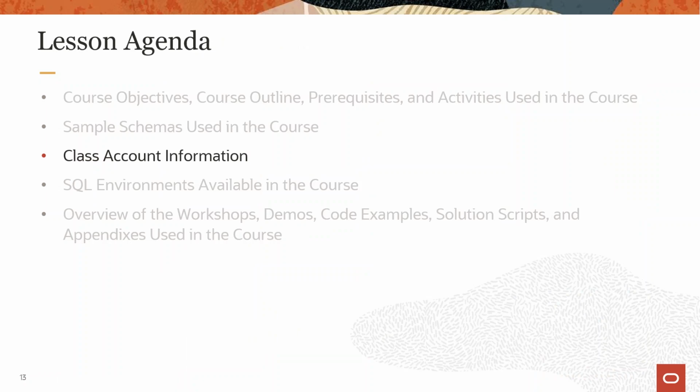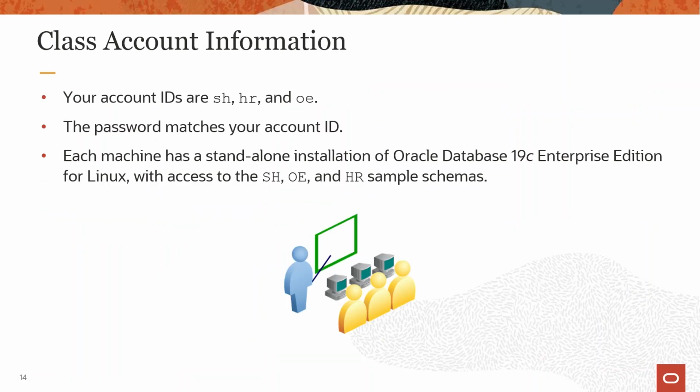The third bullet of this chapter is going to discuss briefly your class accounts information. Now, like I've already mentioned in a previous slide, if you're following this course, you will have access to a practice machine upon which a standalone installation of an Oracle Database 19c Enterprise Edition has happened, in which sample schemas SH, OE, and HR have already been provisioned. So during the exercise, you're going to log in as user SH or as user HR or as user OE.